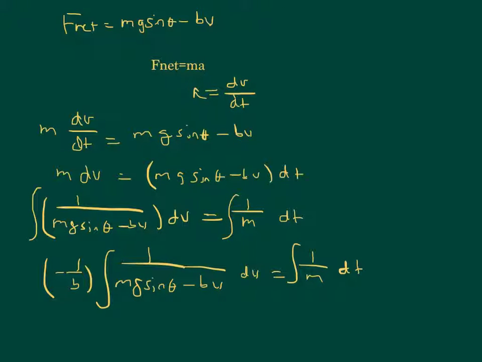Alright, here is how the math works. We know F net equals mg sine theta minus bv according to the previous slide. And according to Newton, a mathematical genius, F net equals ma, where a equals dv over dt. So m times dv over dt equals mg sine theta minus bv, whereas m times dv equals mg sine theta minus bv times dt. The integral of each component will lead us to this function.